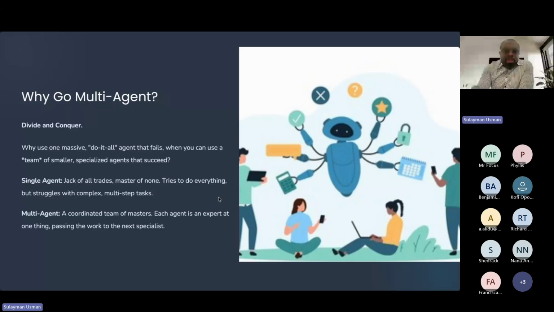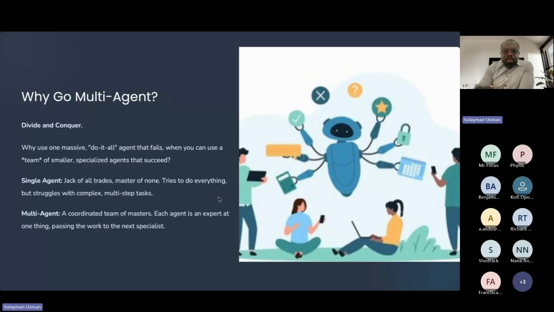So, multi-agent is basically a coordinated team of masters. Each agent is an expert at one thing, passing the work to the next specialist. It's more like having a company with different employees specialized in a particular area. They work together to achieve the strategic goal of that company or whatever you're doing. So look at it as something like that.